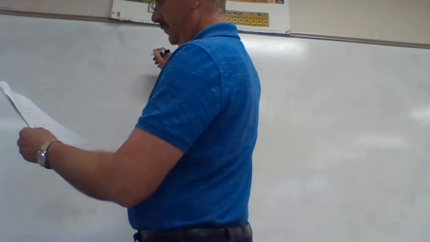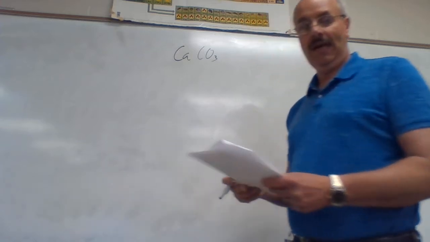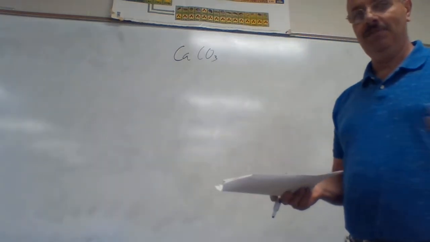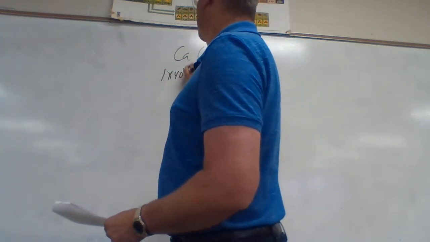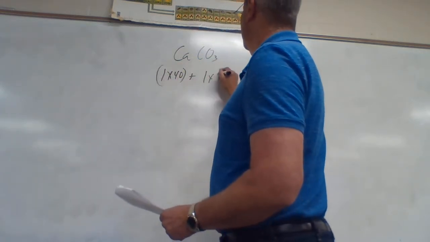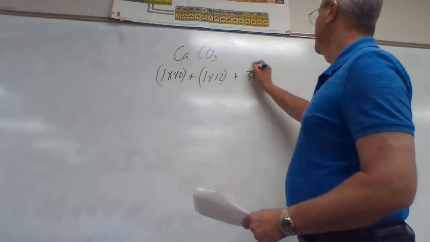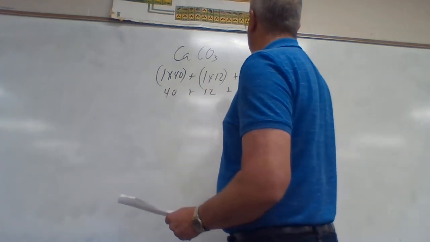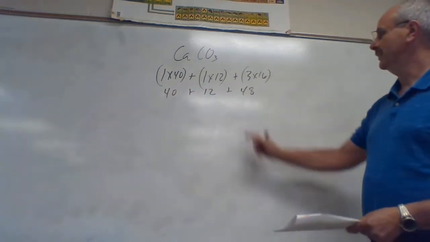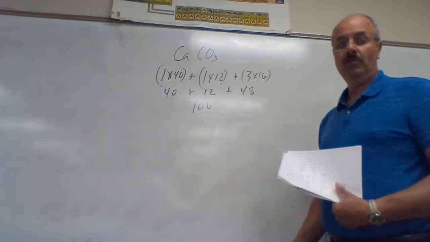All right, number 6, percent composition of calcium carbonate. We're going to do the percent composition of each of the elements. So we've got to do its molar mass, so that's 1 times 40 for calcium, plus 1 times 12 for the carbon, plus 3 times 16 for the oxygen. So we get 40 plus 12 plus 48. So that's what, 60? That's 100. Oh, this one was too easy, because the total mass is 100.